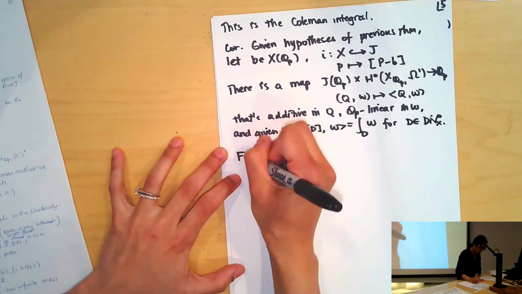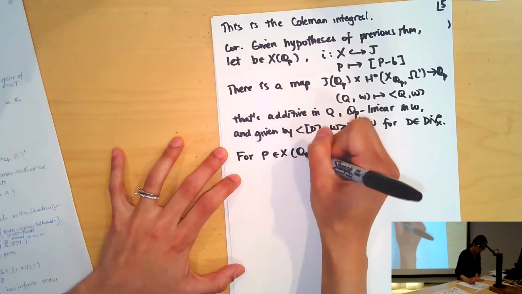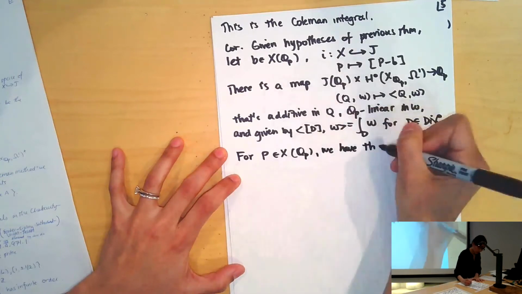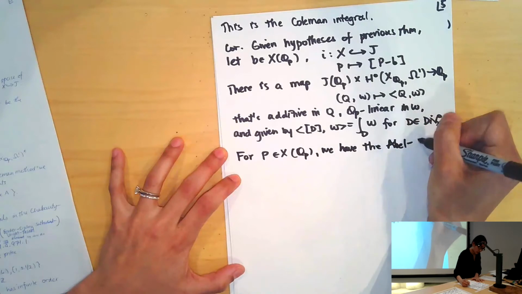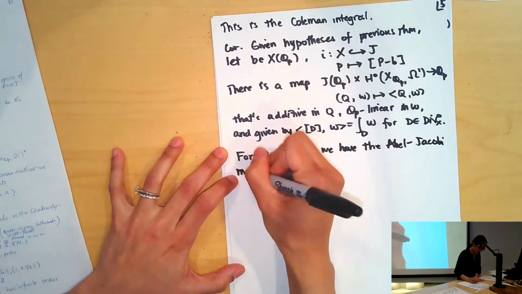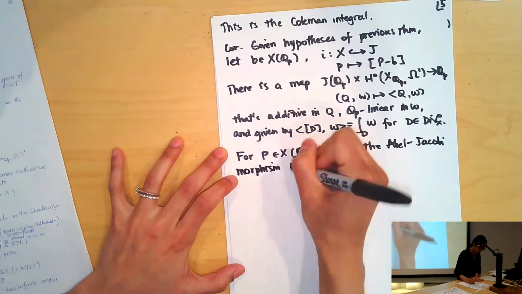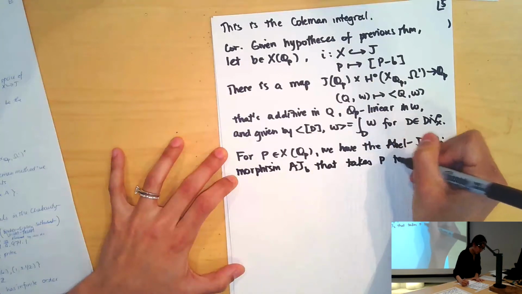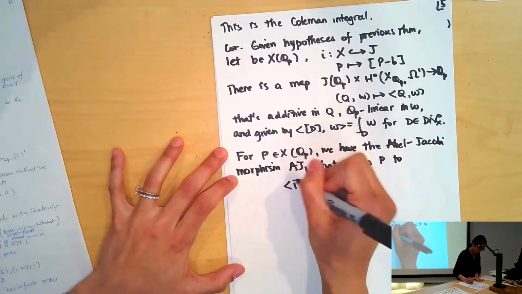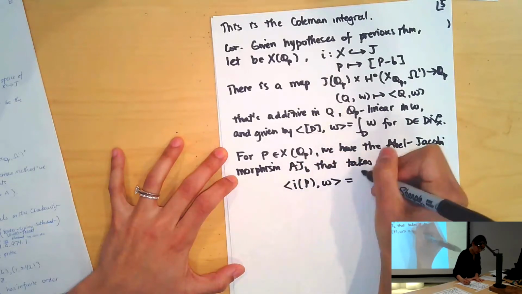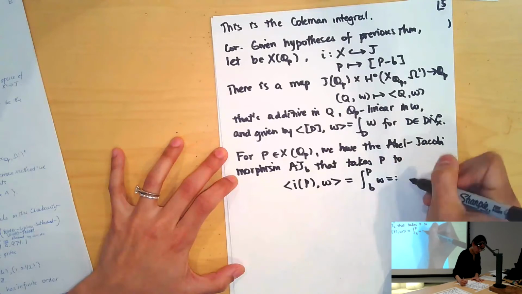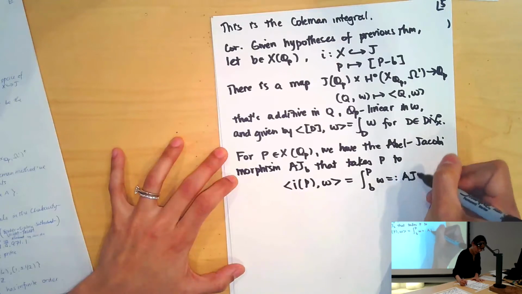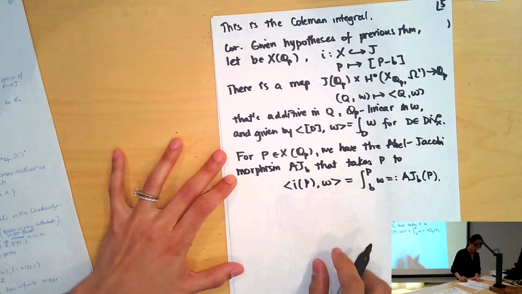So also I should mention, if I have some point P on the curve, I'm just going to name this the Abel-Jacobi morphism with base point, so AJ_B, that takes P to the linear functional given by integrating from our base point B to P of omega. So this is AJ_B(P). All right.